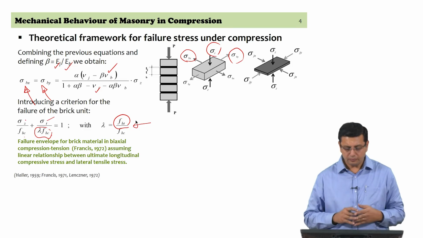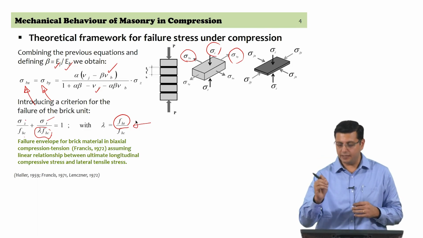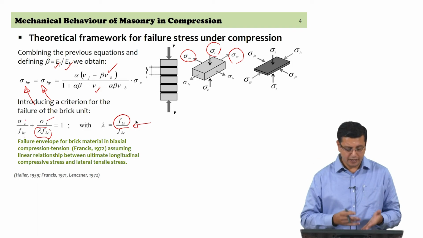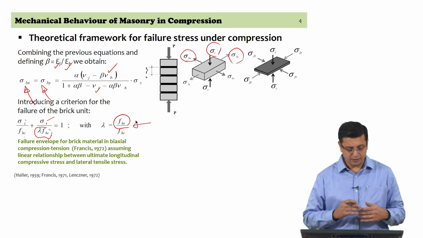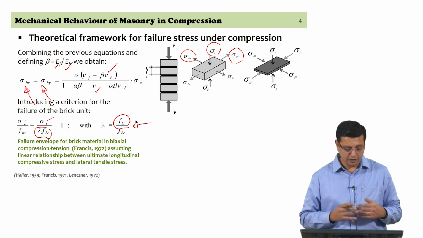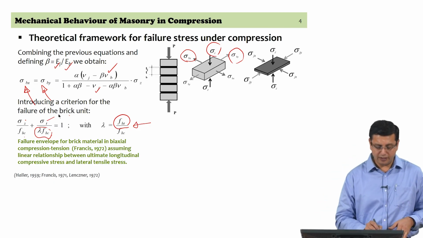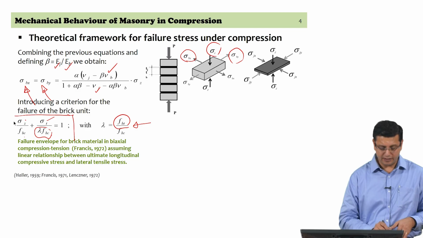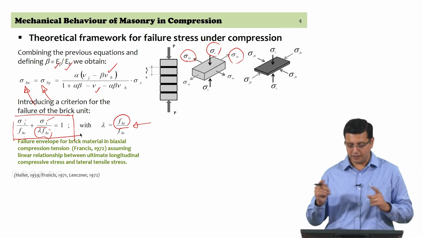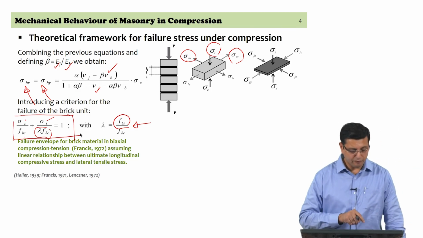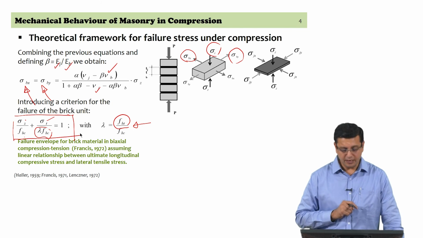So, if you do not have the exact value coming out of a direct tension test, you could still use this relationship between the tensile strength of the unit and the compressive strength of the unit itself. So, you have this straight line failure surface of the brick in tension compression, which is what we will feed into to be able to establish the criterion.